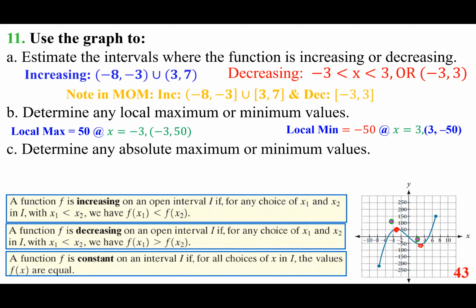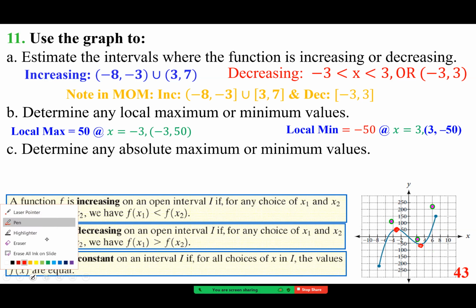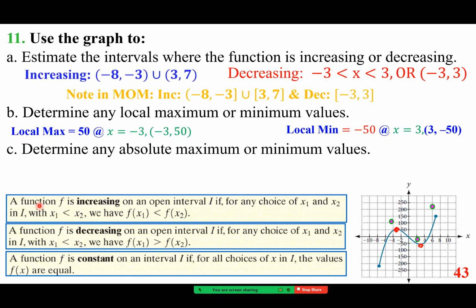Determine any absolute max or minimum values. Now, this one, again, those points. Because it ends, if it continued, there would be no absolute max. If it continued, there would be no absolute min. Because there is a solid dot, it stops here. The absolute max equals the y coordinate of this point.